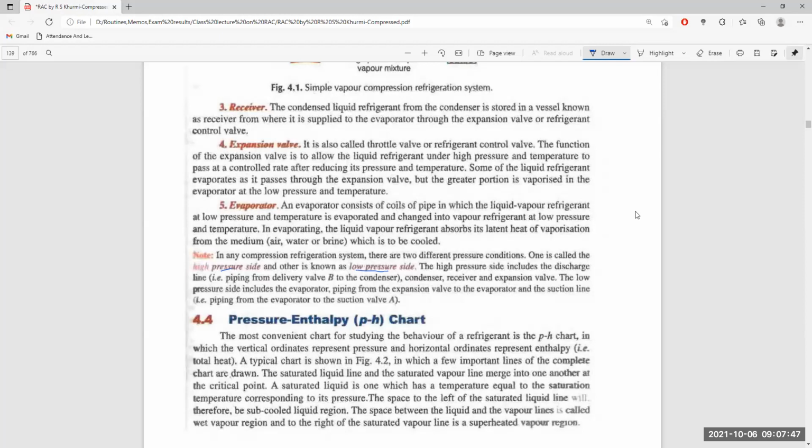What is COP? Sir, one question. Sir, high pressure means at how much pressure should it be? How much pressure will we consider high pressure or low pressure?